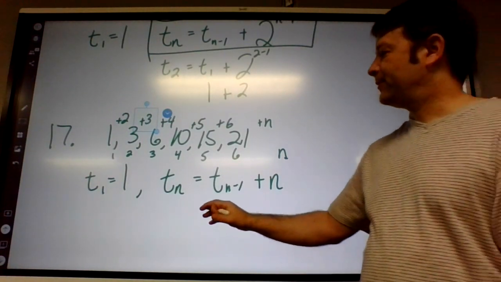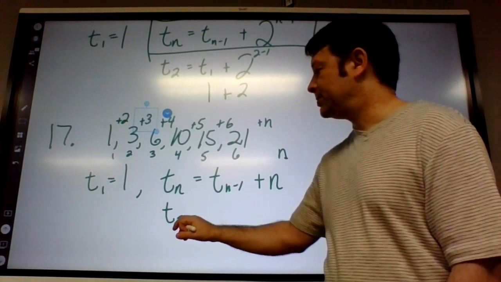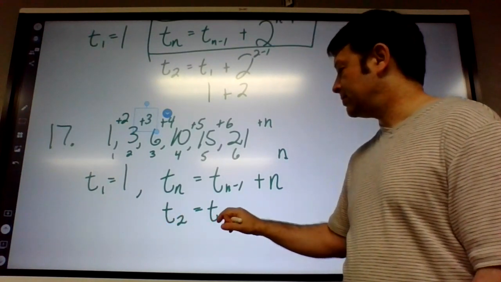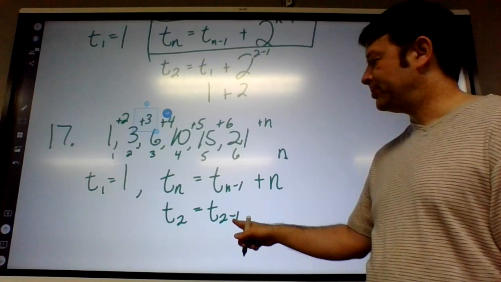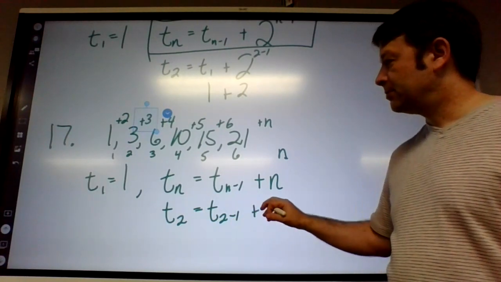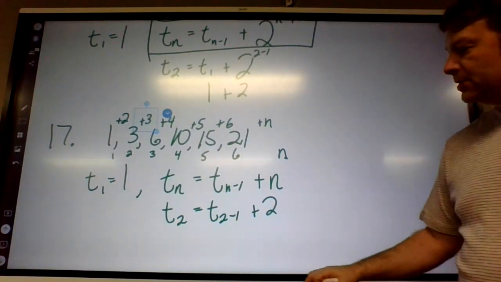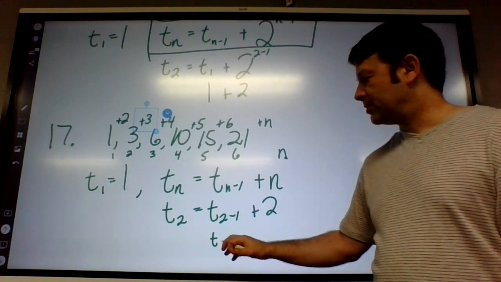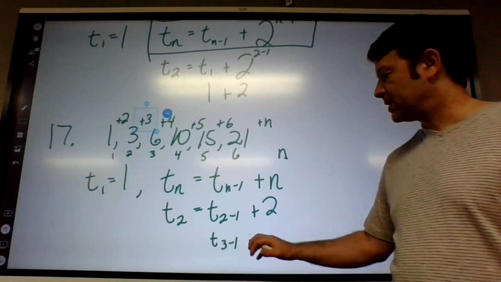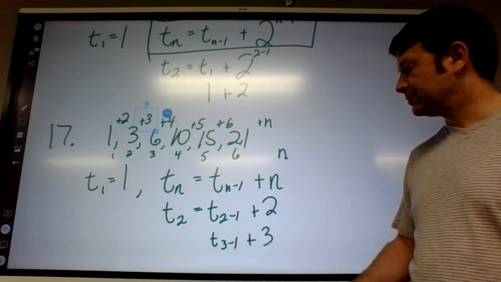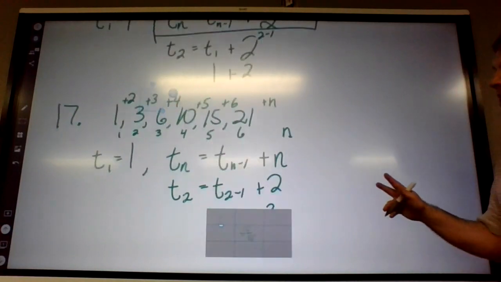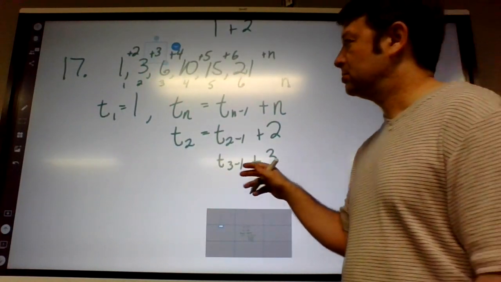So for example, if I'm trying to get the second term, t sub 2, that would equal t sub 2 minus 1, the first term, plus 2. And the third term would be the second term plus 3. And so on.